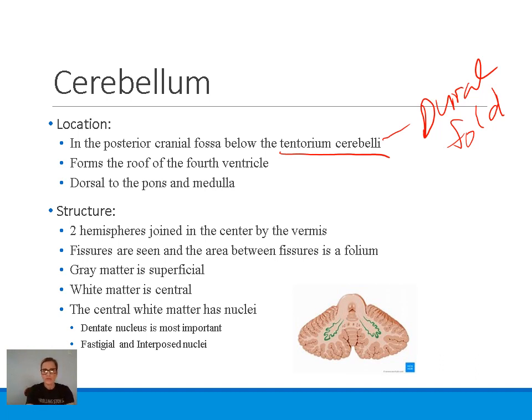It forms the roof of the fourth ventricle. The fourth ventricle is located between the cerebellum in the back and the brainstem in the front. And it's located just dorsal, or behind, the pons and medulla, which are part of the brainstem.